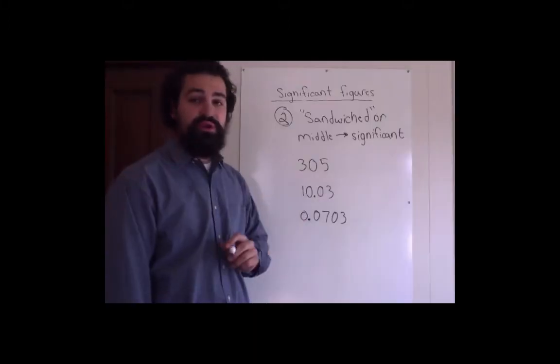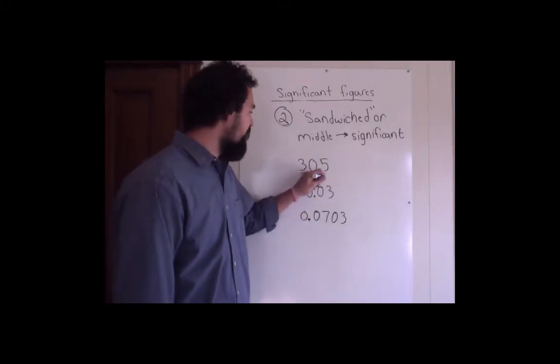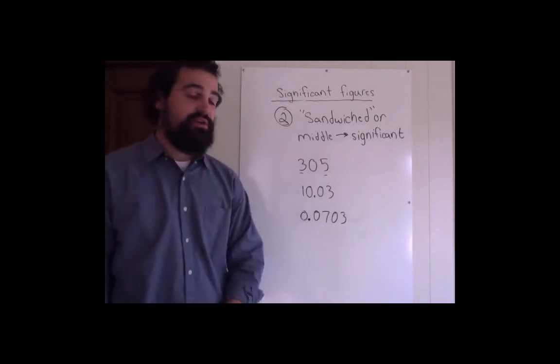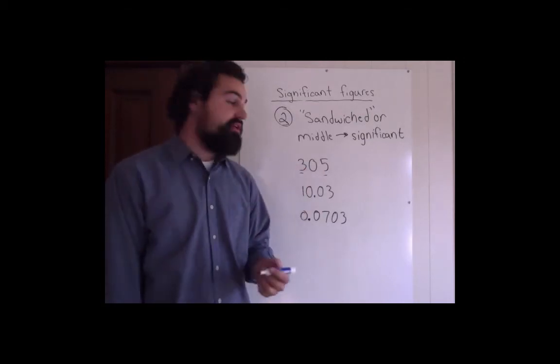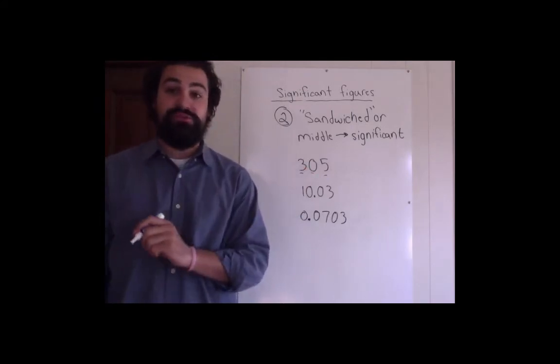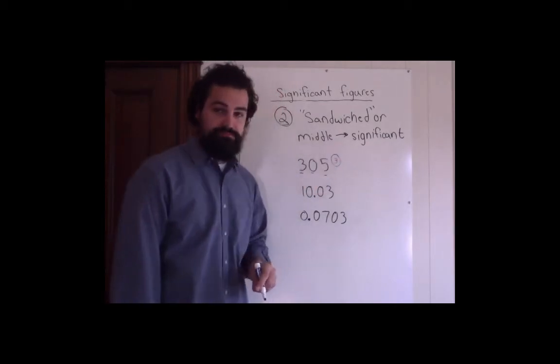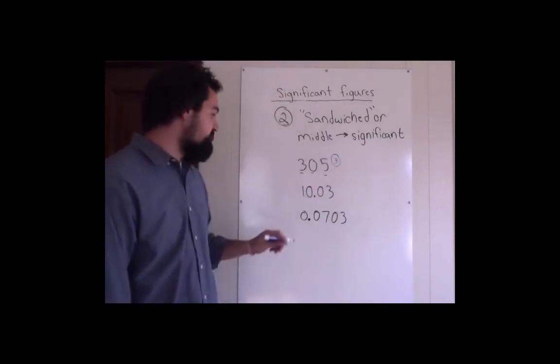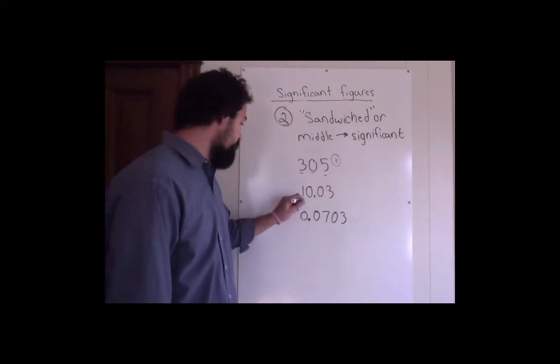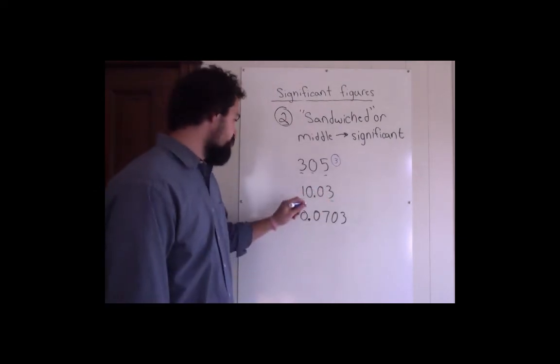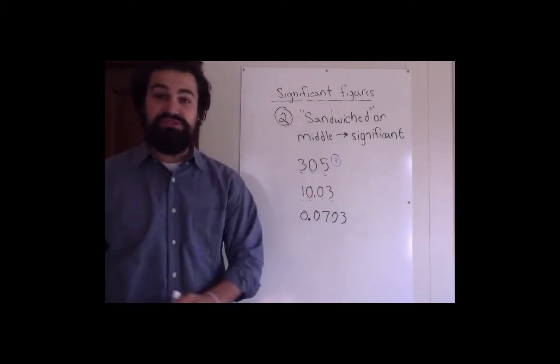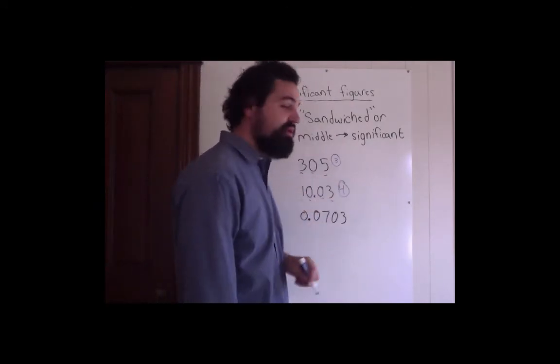Now let's look at rule number 3. Sandwiched zeros, or zeros in the middle of non-zero numbers, are significant. So if we look at our first example, 305, the 3 and the 5 are non-zeros, so they are always significant. But the 0 is trapped there, it's a placeholder, and that is also significant. So this one would have 1, 2, 3 sig figs. Now let's add a decimal point in, 10.03. The 1 and the 3, significant. The zeros are between them, also significant. So if you said 4, you're doing well.